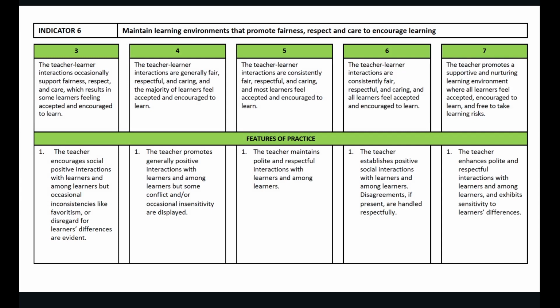But one thing I can say, for level 7, you cannot really grade the teacher if there's no interaction. If it's only the teacher who is always talking, you cannot grade the teacher basically, because there will be no manifestation of this indicator anymore. So let's look closely at the features of practice for level 7.